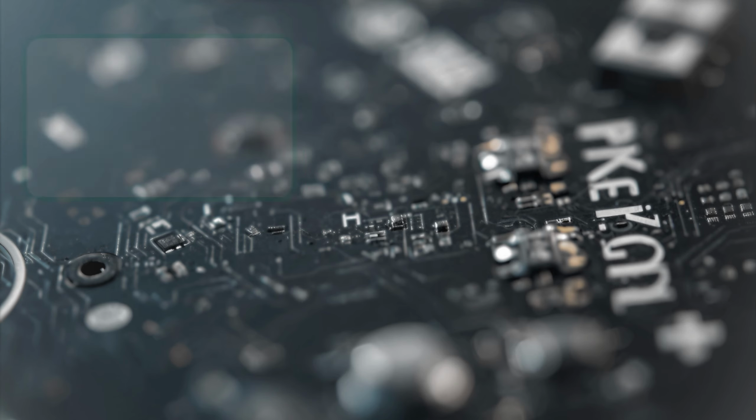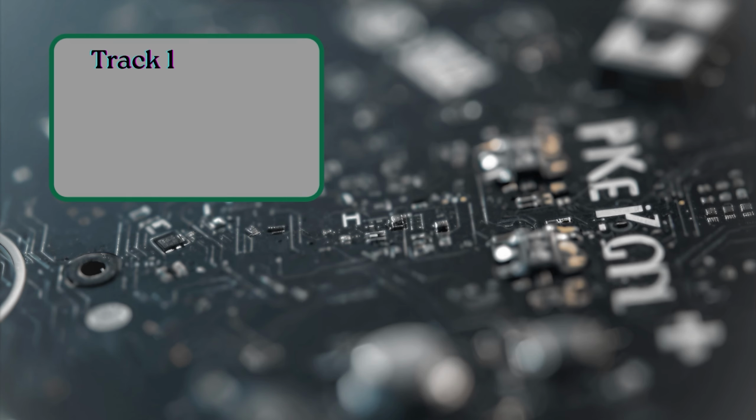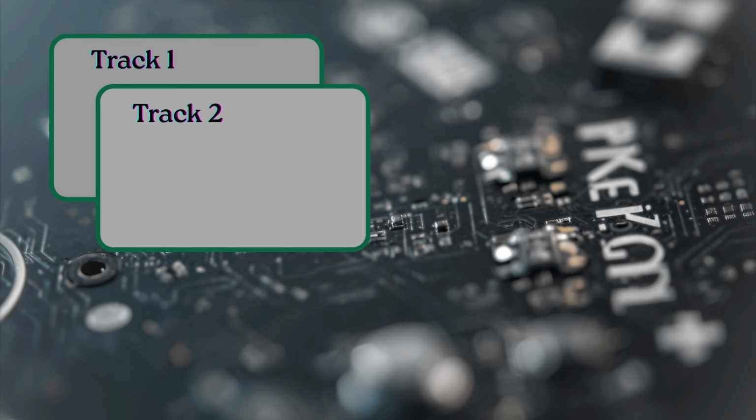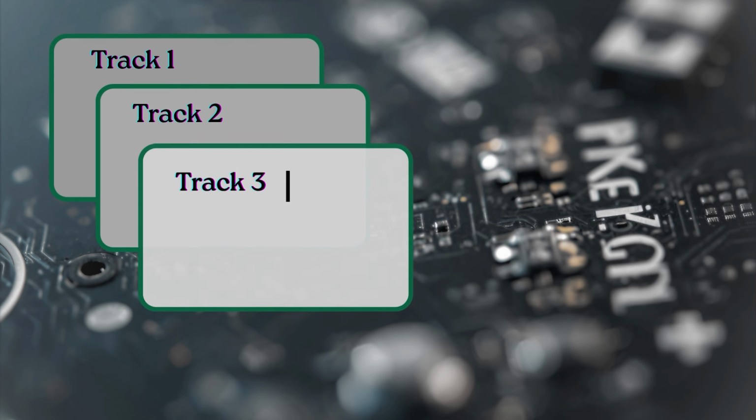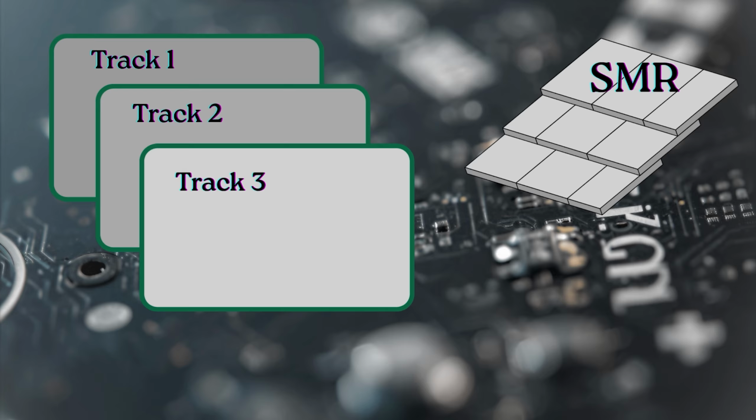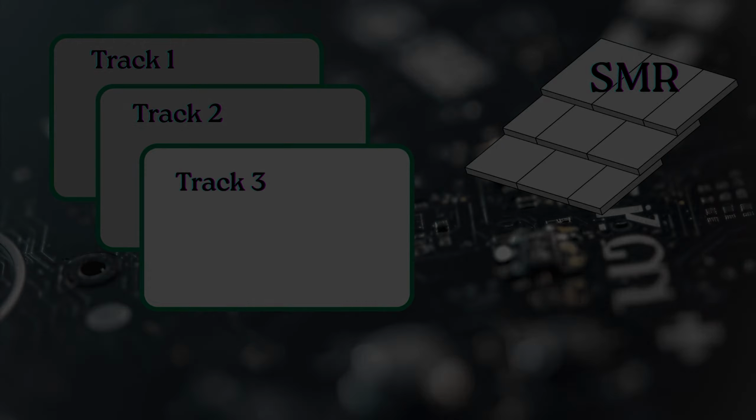SMR, or shingled magnetic recording, has been used in recent years, mainly for archival disks and NAS. The tracks on the platter are partially overlapped, like roof shingles. They are ideal for long-term storage and backups. The downside is slower writing for random operations, so they are best for sequential writes.